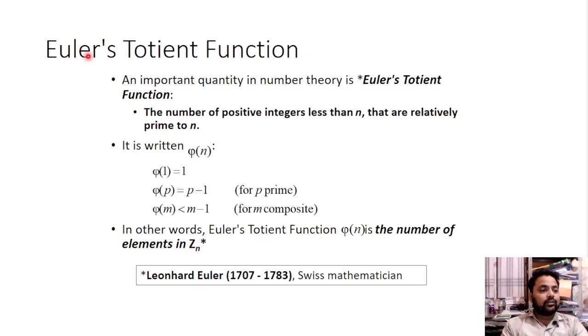And the second is Euler's totient function. An important quantity in number theory is Euler's totient function, the number of positive integers less than n that are relatively prime to n. It is written phi of n. Phi of 1 equals 1, phi of p equals p minus 1, and phi of m is less than m minus 1. Here, for the second case p must be prime, and here m is composite. In other words, Euler's totient function phi of n is the number of elements in Zn star.